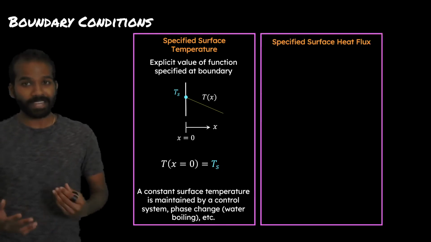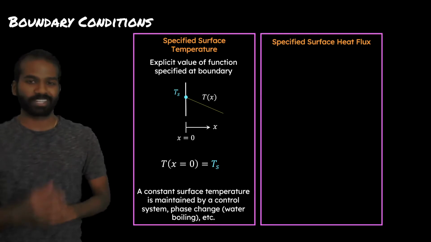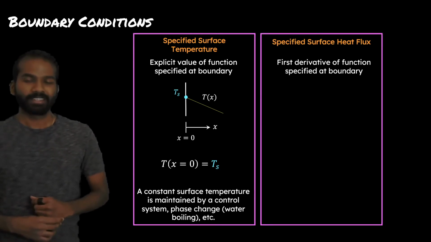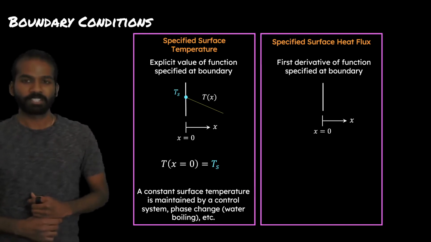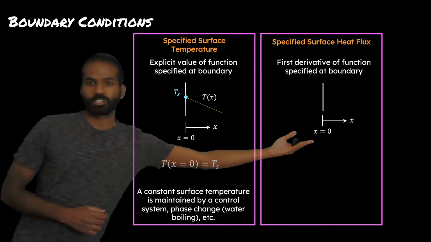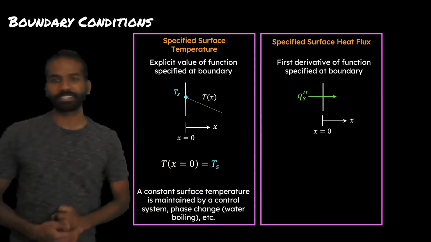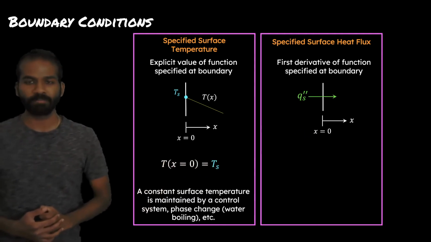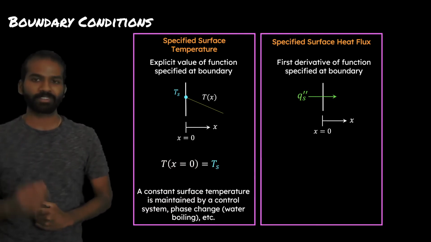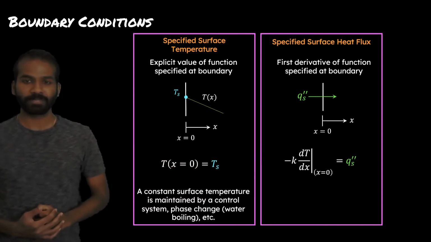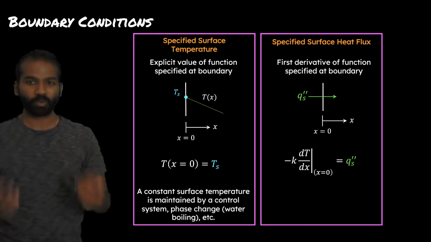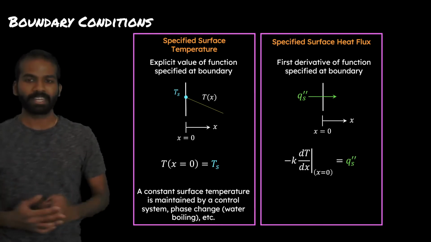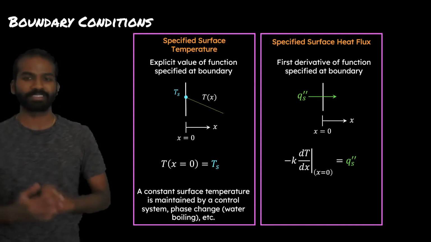We can also instead specify a surface heat flux. This is a case in which the first derivative of the function is specified at the boundary. So if we have an interface of the sort shown here, we can specify at this interface that q sub s double prime is of a particular value. Mathematically, this means that we have minus k dT/dx at x equals 0 equal to q sub s double prime. So this is just Fourier's law applied at the boundary in a case where we know the value of the heat flux.